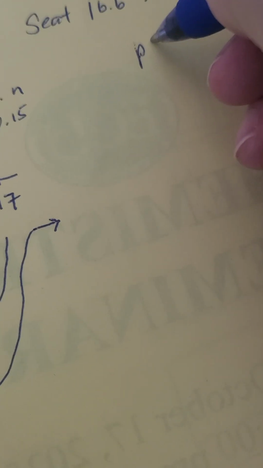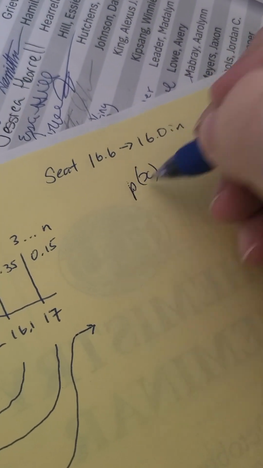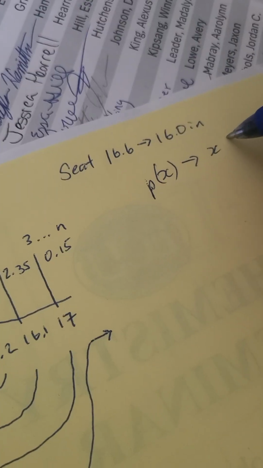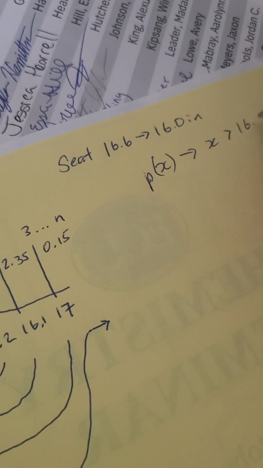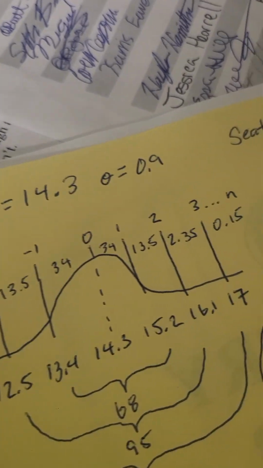Okay, so they're talking about what is the probability of X. I'm going to try to write in video at the same time. Probability of X where X is greater than 16 inches. Okay, so that's what they want us to find, using these variables.